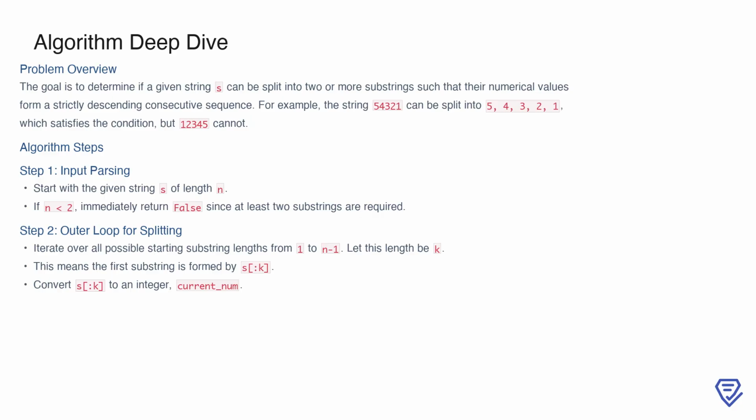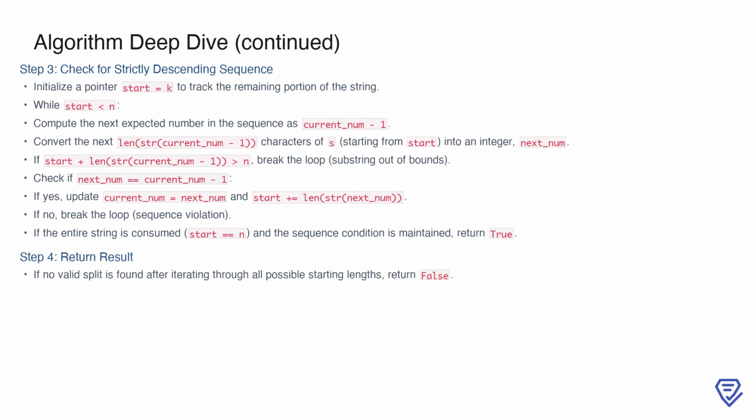To solve this, we start by parsing the input. If the string length is less than 2, we immediately return false because at least 2 substrings are needed for a sequence. Next, we iterate over all possible lengths for the first substring, from 1 character up to 1 less than the total string length. For each length, we extract the first substring, convert it to an integer, and treat it as the starting number of our sequence. Now, we need to check if the rest of the string can form a strictly descending sequence.